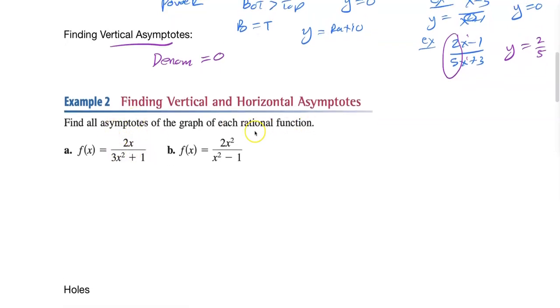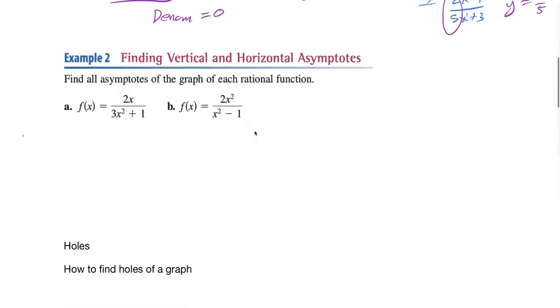Find all the asymptotes of each function. So for part a, I always find the horizontal one first, and then we'll find the vertical one. The horizontal asymptote here: the bottom power is bigger than the top, so y equals 0. Done. For the vertical asymptote, we set the bottom equal to 0, so I get 3x squared plus 1 equals 0. Solve it a little bit.